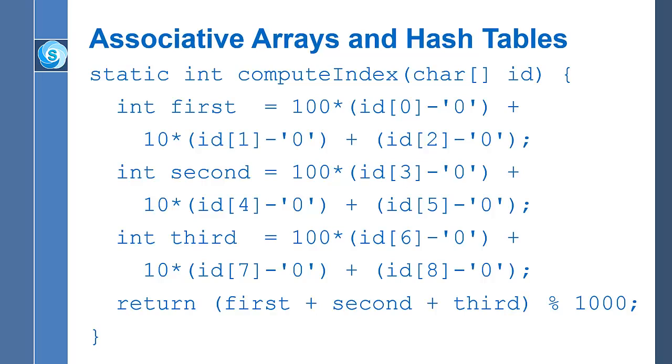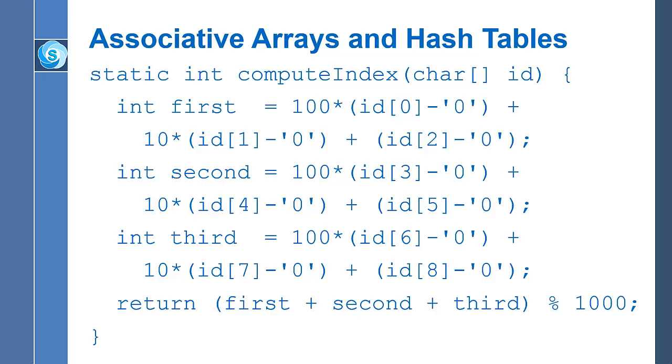Okay, so now I'm dealing with a number. So pretend that first character in the key is 3. Then ID bracket 0 minus single quote 0 is going to be the number 3. That gets multiplied by 100, right? And then I add 10 times the value of the next character. And then I add the next character. So let's pretend that the first 3 characters are 3, 7, 5. Then we're going to end up here with 3 times 100 plus 7 times 10 plus 5. 375. The integer 375.